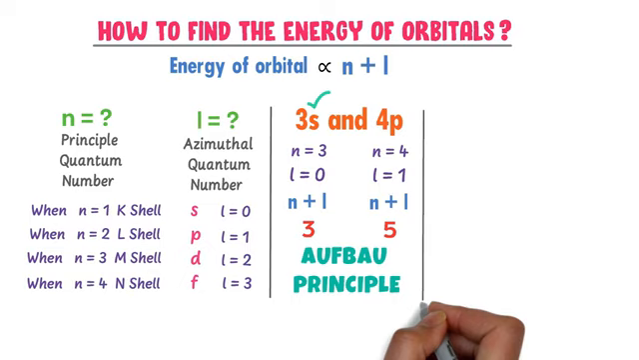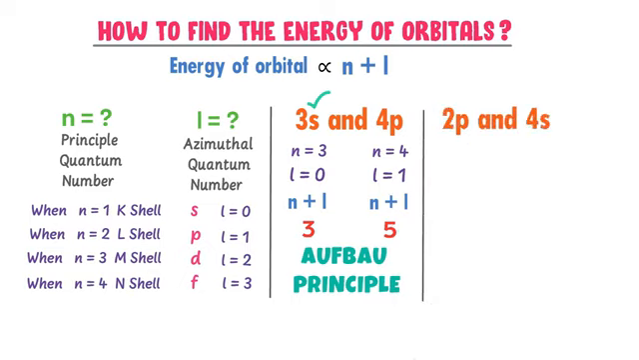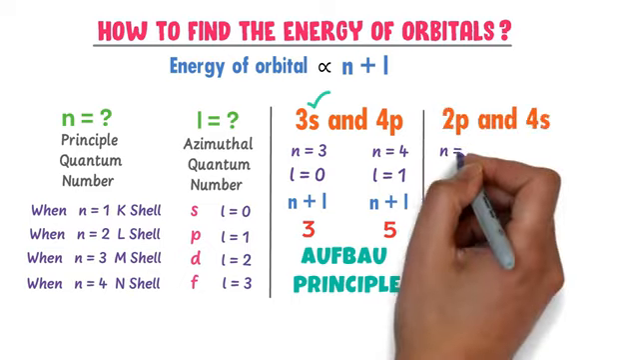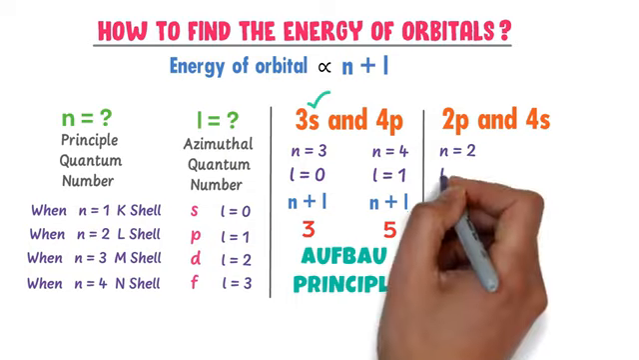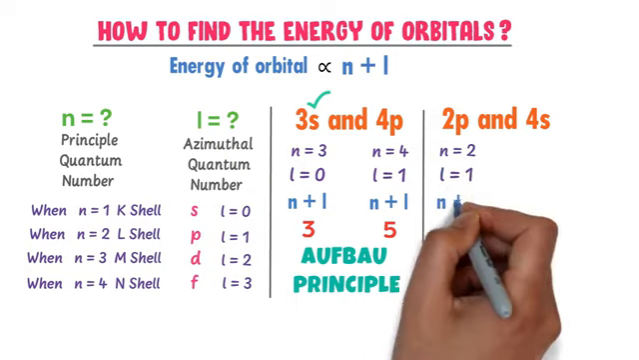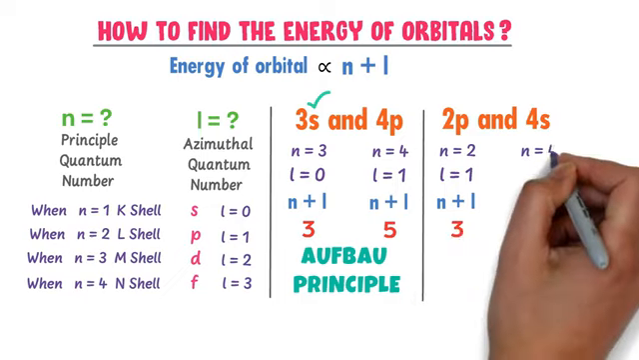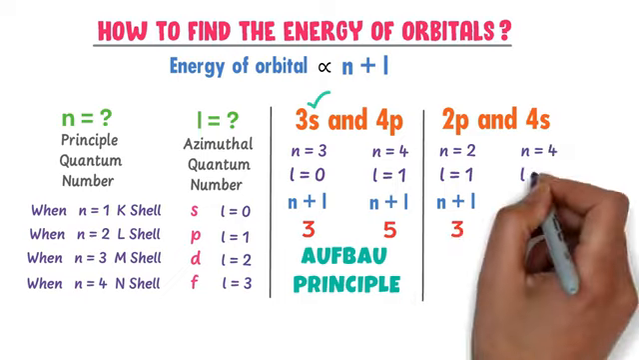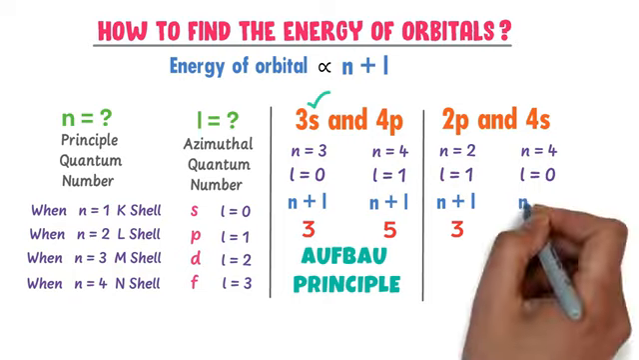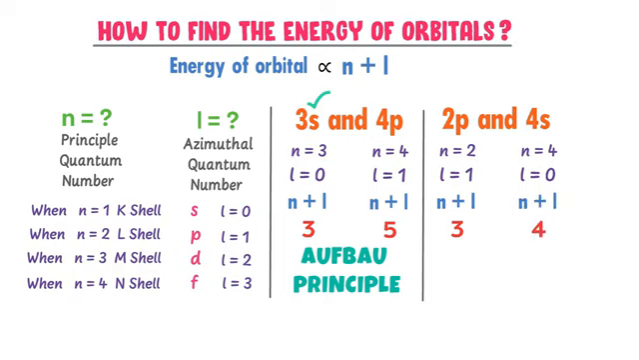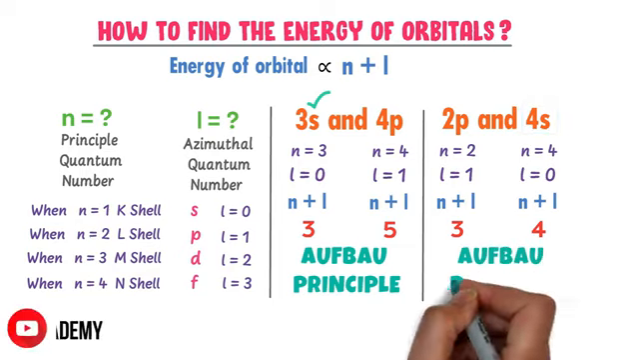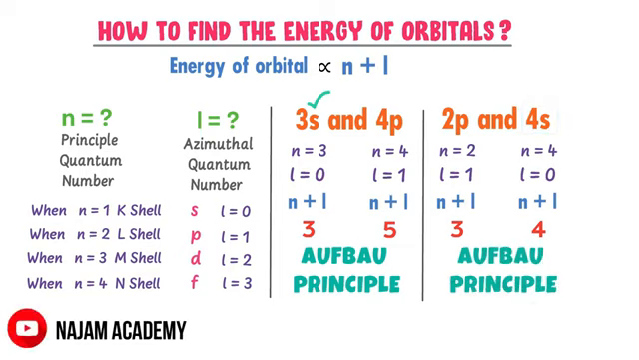The second example is 2p and 4s. In case of 2p, n is equal to 2. For p, l is equal to 1. So n plus l is equal to 3. In case of 4s, n is equal to 4. For s, l is equal to 0. So n plus l is equal to 4. Thus 4s has more energy than 2p. Therefore, according to Aufbau principle, firstly electrons will fill 2p orbital and then 4s orbital.